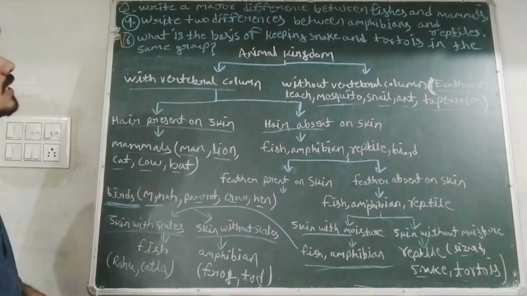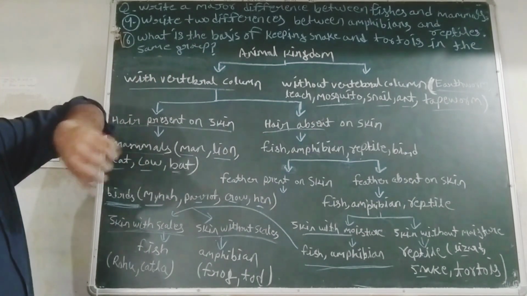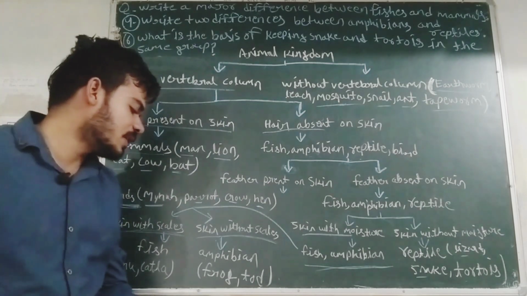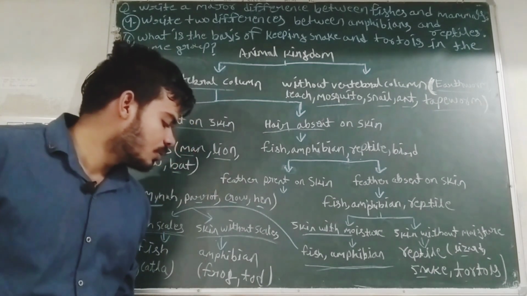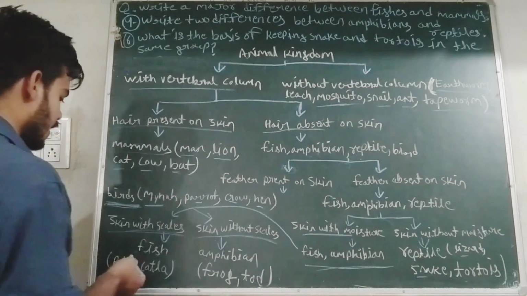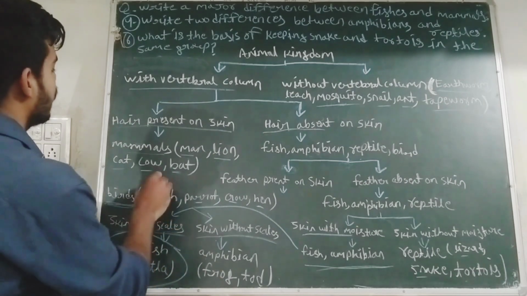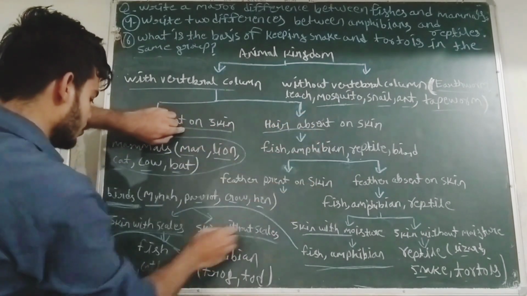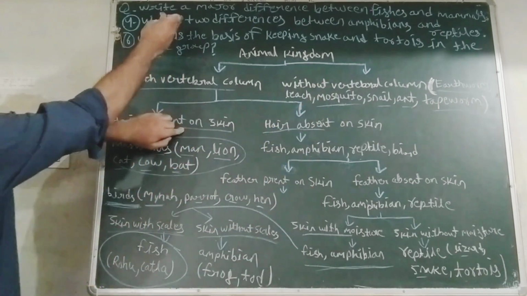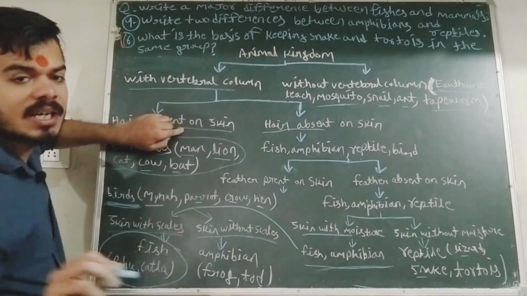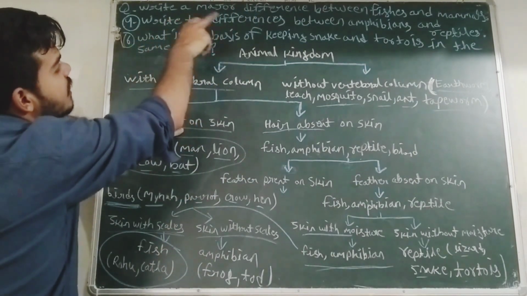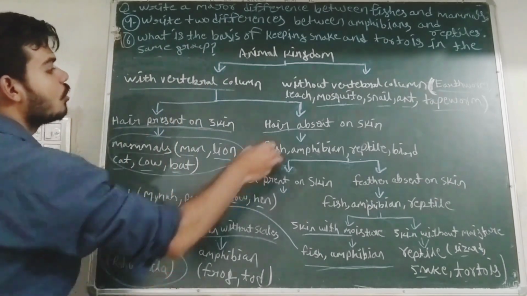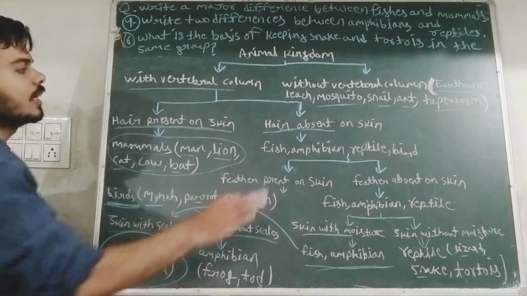Okay students, so this is the classification of the animal kingdom. In your book, a question has been given: write a major difference between fishes and mammals. Here is fish and here is mammals. Mammal is a part of hair present on skin, and fish is a part of hair absent on skin. So the answer is: a major difference between fishes and mammals is that mammals have hair present on skin and fishes have hair absent on skin.